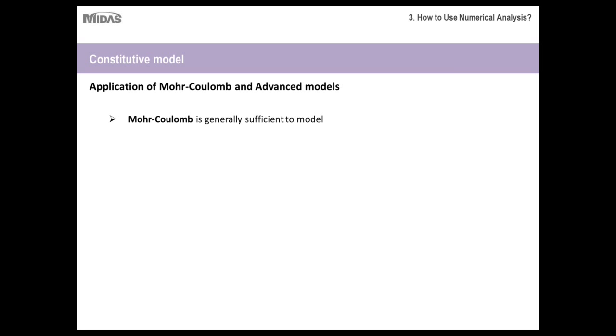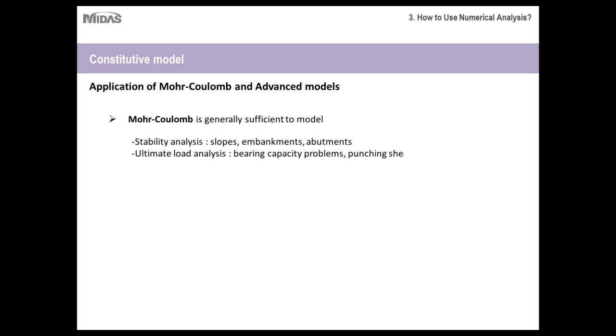So the Mohr Coulomb model is generally sufficient to model the stability analysis for slopes, embankments, abutments, for ultimate load analysis, for bearing capacity problems, punching shear, for soil structure bond failure, for ground anchors, soil nails, geotextiles, for excavation problems with basic behavior. So this is something to be noted. For most routine excavation problems where you are interested in the basic behavior of the soil and the soil structure interaction, Mohr Coulomb is sufficient.